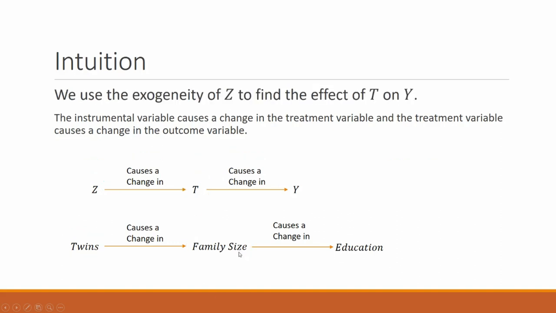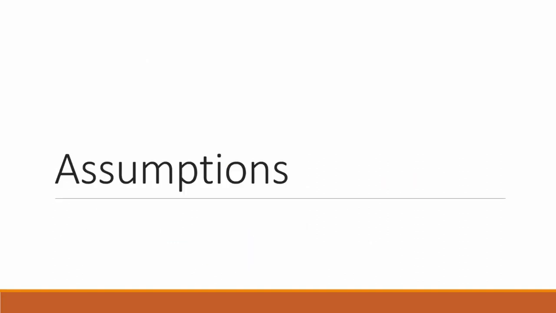Okay, so now that is our intuition. We use the exogeneity of Z to find the effect of T on Y. That's our intuition. We're taking advantage of this Z variable that is exogenous to find the impact of T on Y. That's the intuition. Okay.